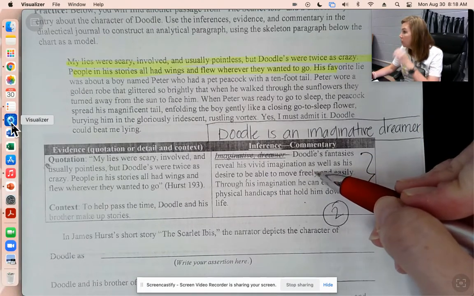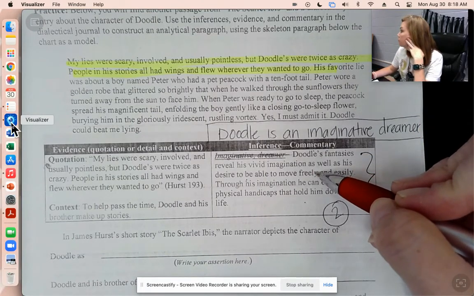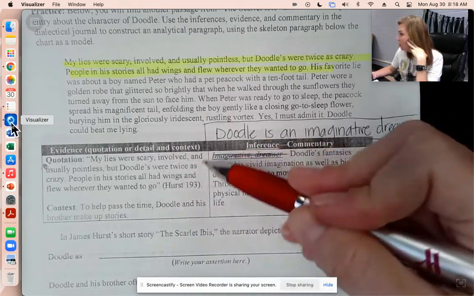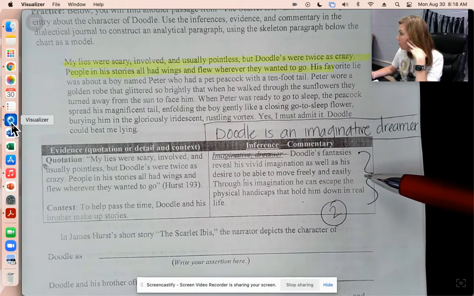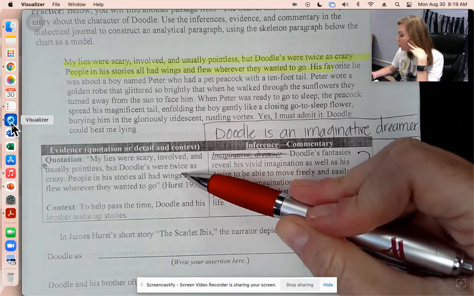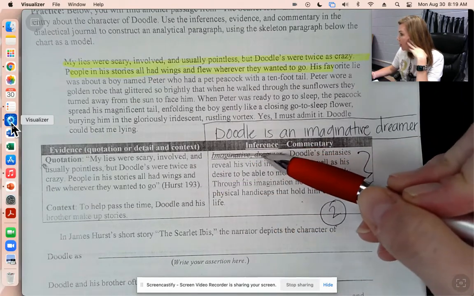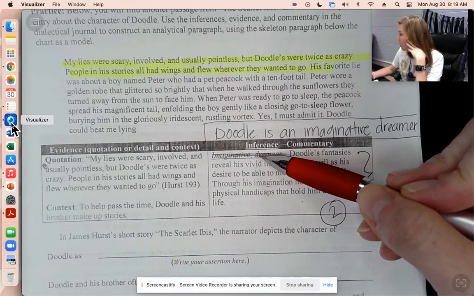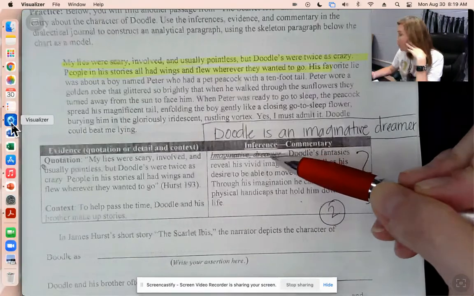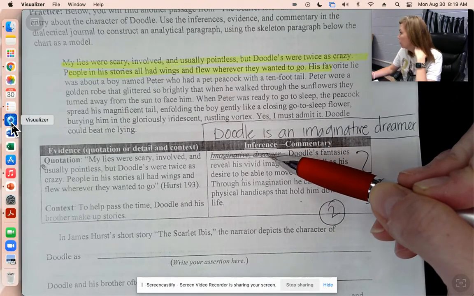This commentary does what? What does it do? How does it relate to all of this stuff in this box? Yeah, it shows how this quote proves whatever we said Doodle was, the inference, okay? The inference is basically the characterization. You're making an assumption about a character, and now we want you to prove that assumption, okay?